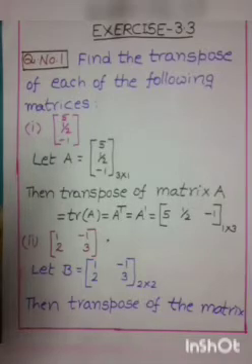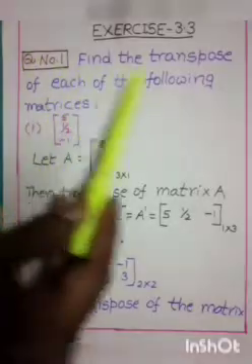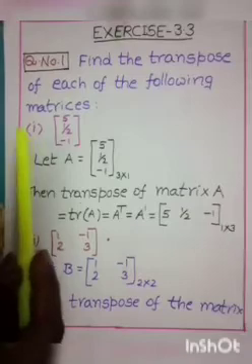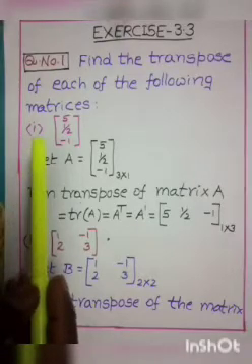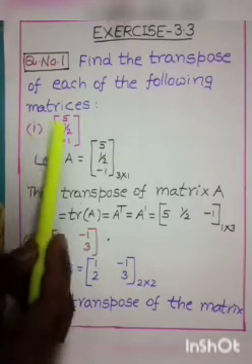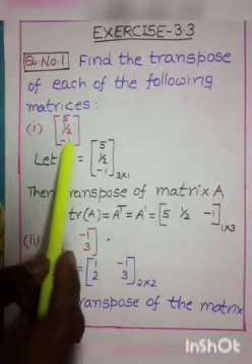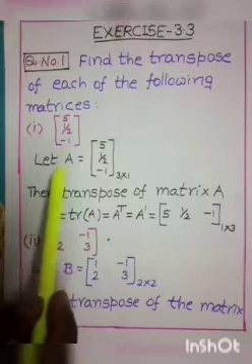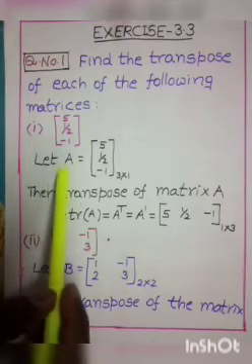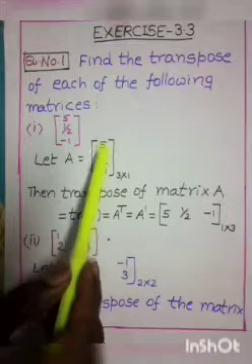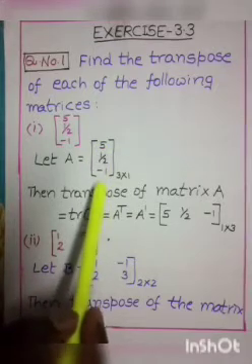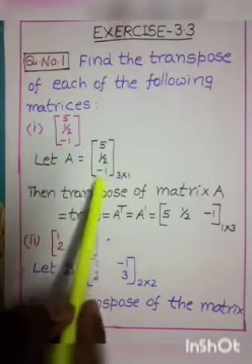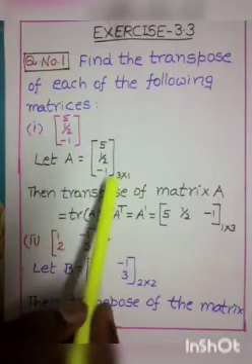Now see question number 1. Find the transpose of each of the following matrices. We have to find the transpose of the given matrices. First question, matrix 5, 1/2, minus 1. Only one column matrix is given. Let us consider this matrix is A. A is equal to matrix 5, 1/2, minus 1. What is the order of this matrix? 3 by 1, because 3 rows and 1 column are there.